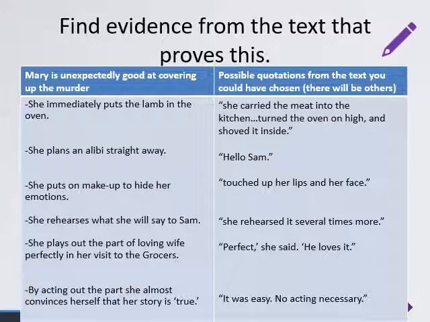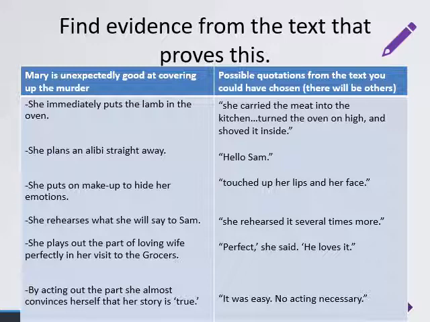We know that she immediately puts the lamb in the oven because it says she carried the meat into the kitchen, turned the oven on high and shoved it inside. She plans an alibi straight away. Even when she's in the house, she's rehearsing it by saying, "Hello, Sam." She puts on makeup to hide her emotions. It says she touched up her lips and her face. She rehearses what she will say to Sam. It says in the text, she rehearsed it several times more.